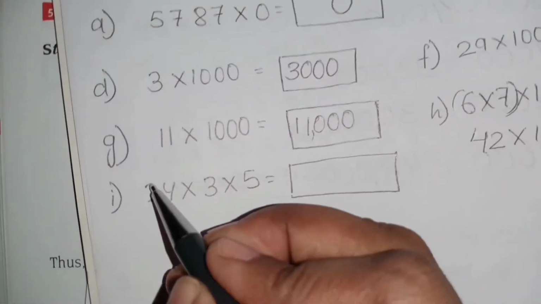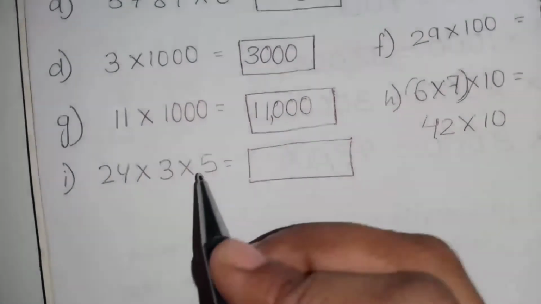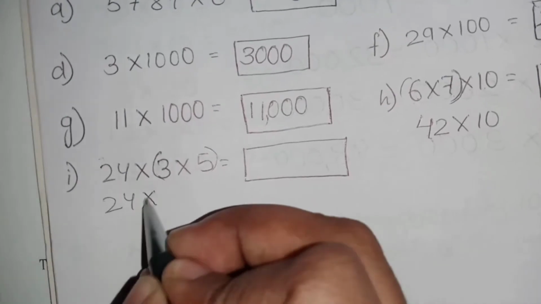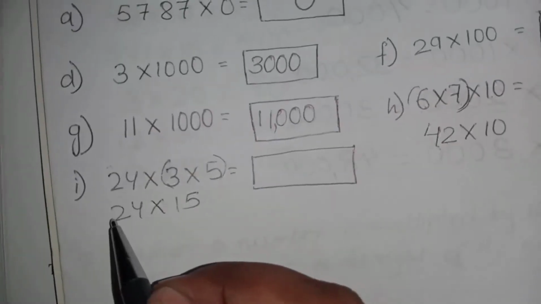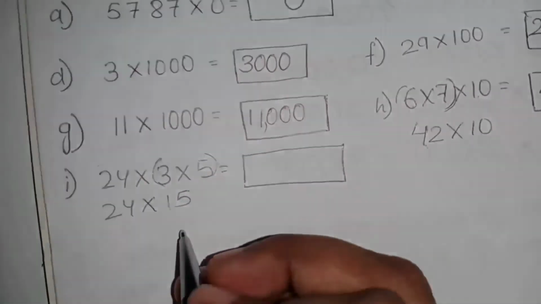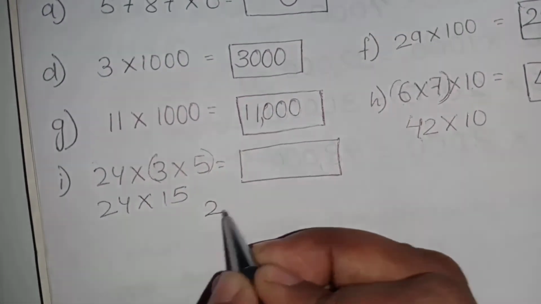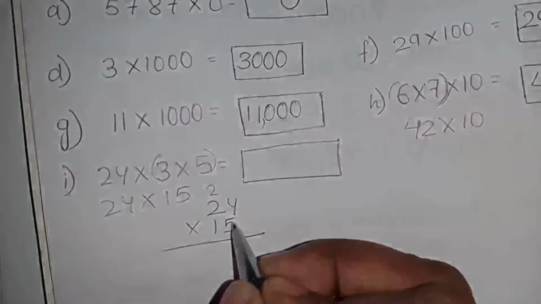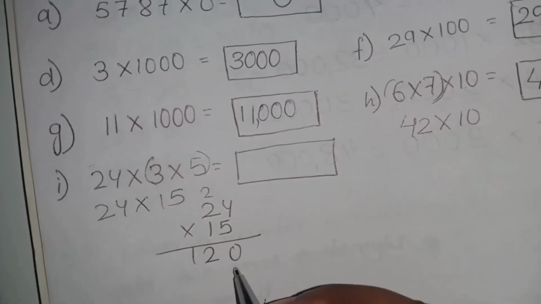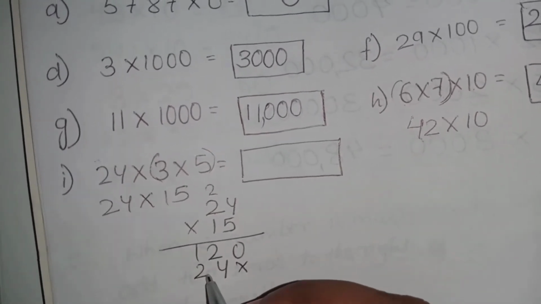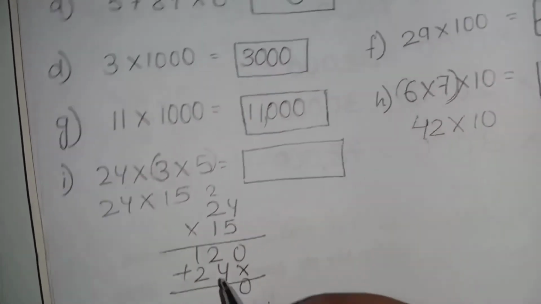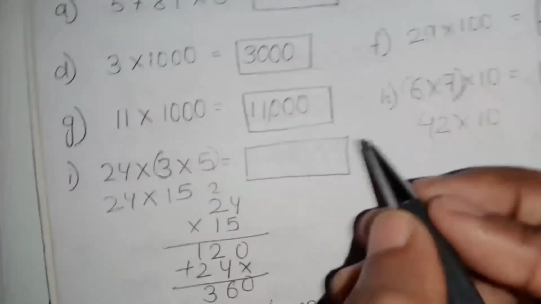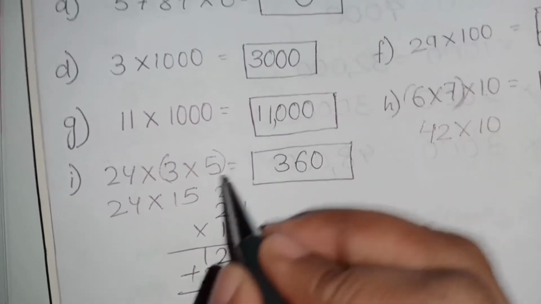Okay. Now number I, 24 into 3 into 5. So what we will do? We'll multiply these two first, so that it will become easy for us to multiply. I'll make these two groupings. So 24 into 3 into 5, 3 fives are 15. Now we will multiply these two: 24 into 15. So now let's multiply here. 24 into 15. 5 fours are 20, 5 twos are 10, plus 2 is 12. Into 1: 1 four is 4, 1 two is 2. Now what we will do? We will add this 0. 2 plus 4 is 6. 1 plus 2 is 3. So 24 into 3 into 5 is how much? 360.